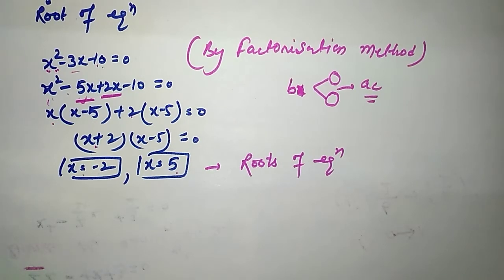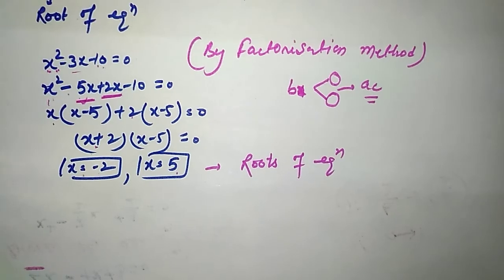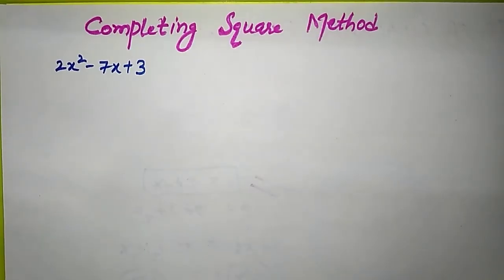Now we have two other methods also to find the roots of an equation, that is by the completing square method, and the other is by using the quadratic formula. So let's discuss the completing square method to find the roots of the equation. Now we have the equation 2x square minus 7x plus 3. Now we want to use the completing square method. So in this we have some steps that we have to follow.